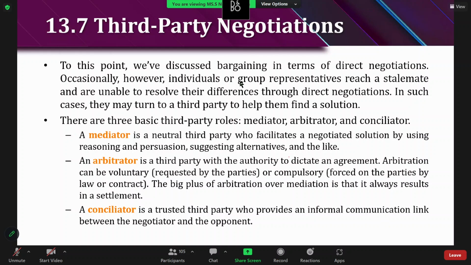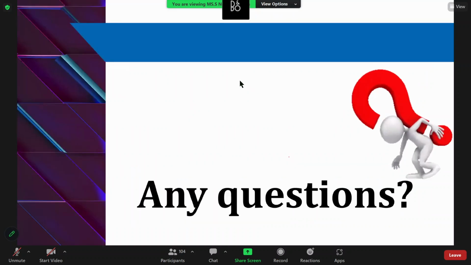So he is a trusted third party who provides an informal communication link between the negotiator and the opponent. So here he will be doing a mediator-like role, just providing a communication link. That is an informal communication link. There will not be any formal authority or formal regulation, law, or contract involved there. It's just informal communication provided between the negotiator and the opponent party. That is the role played by the conciliator. So these are the three different roles a third party can play in this negotiation or bargaining process. Is it clear? Anything to ask?